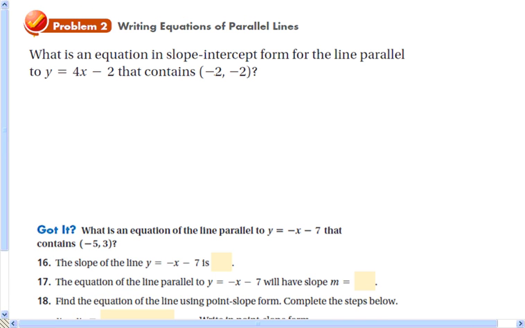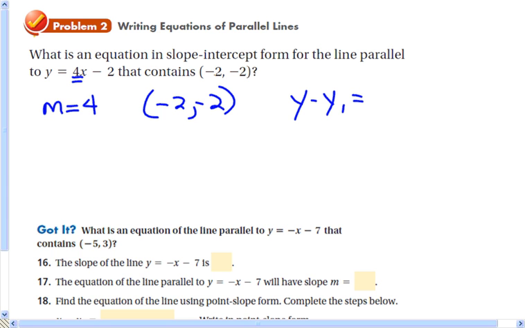All right, what is an equation in slope-intercept form of the line parallel to y equals 4x minus 2 that contains the point -2, -2? Since we have the slope we need right here, the slope has to be the same, 4. So m is 4. And we have a point, -2, -2. Let's use the point-slope form. So y minus y sub 1 is equal to the slope times the quantity x minus x sub 1. We just need to substitute in values.